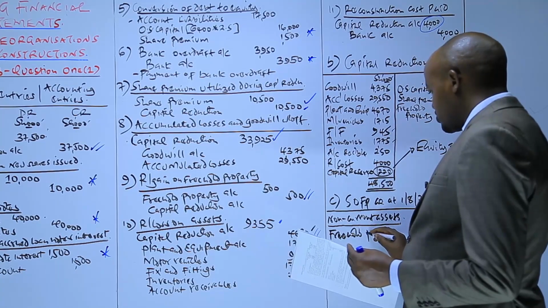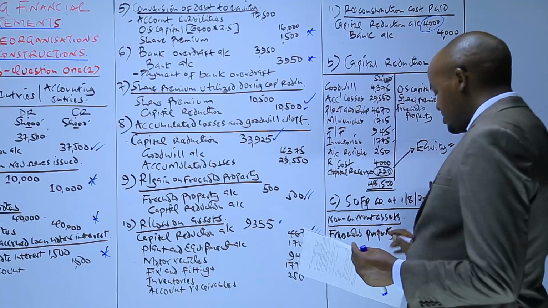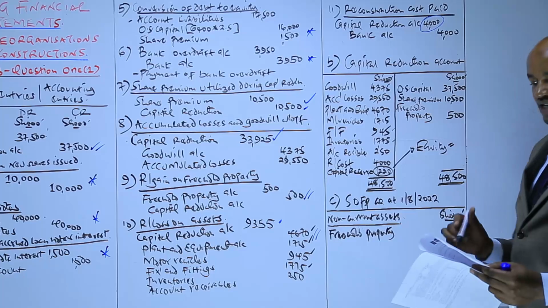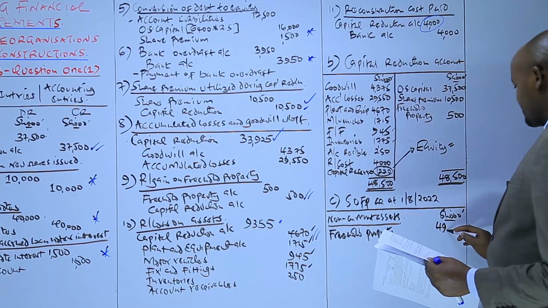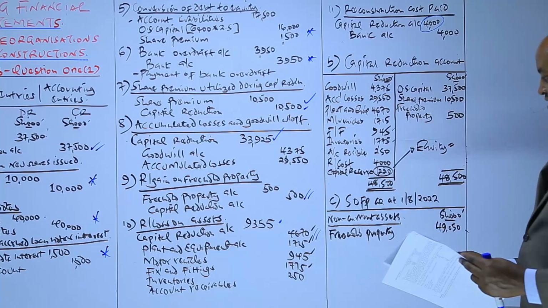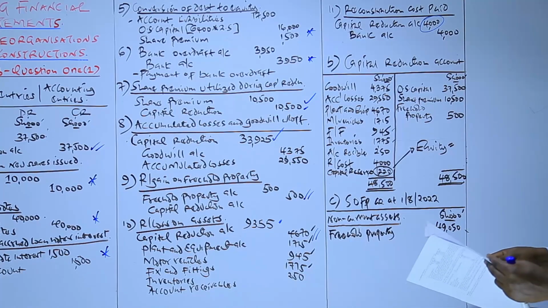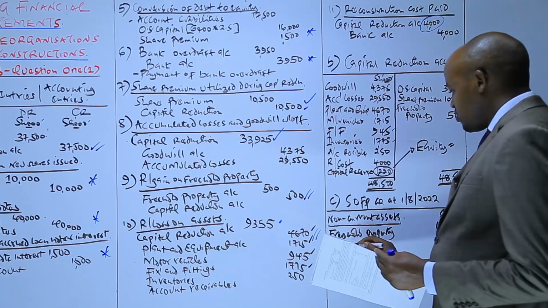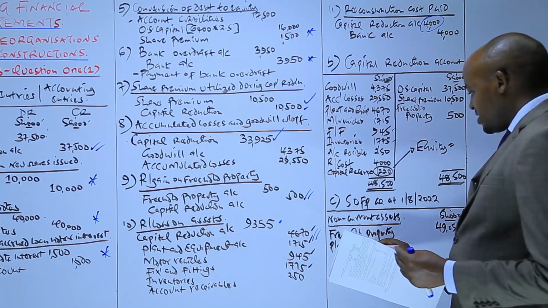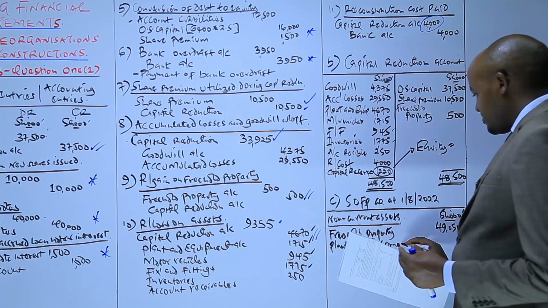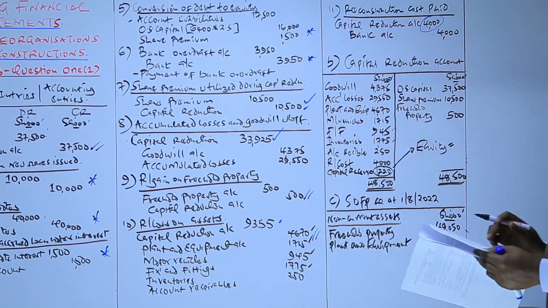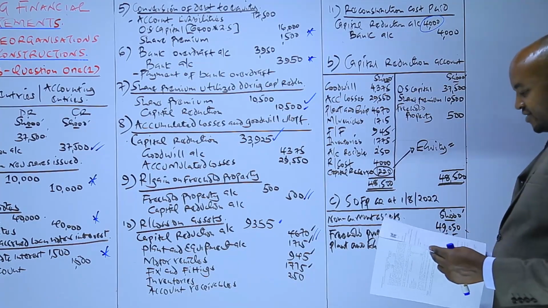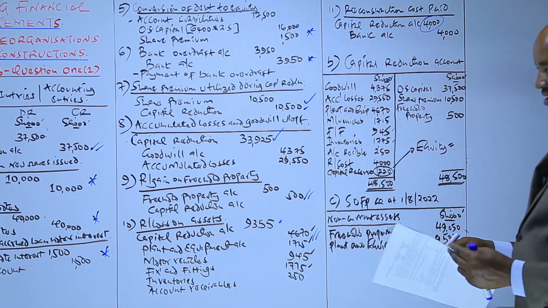The first asset as per the statement of financial position is the freehold property. The value we are going to record here is the new value given in note number 7, which is 49,050, because we know freehold property was revalued to that value. We go back to the statement of financial position. Below freehold property, we have plant and equipment. Its new value is in note number 7, which is 95,05.